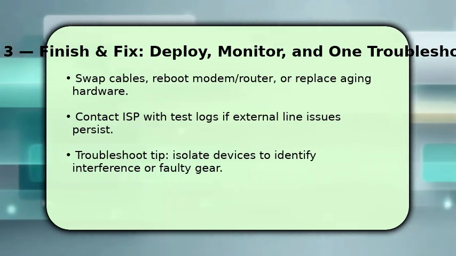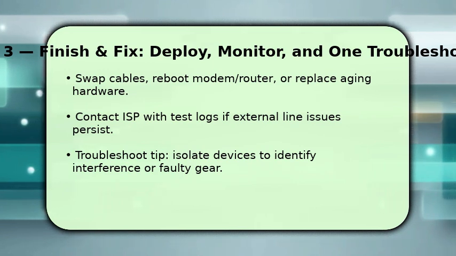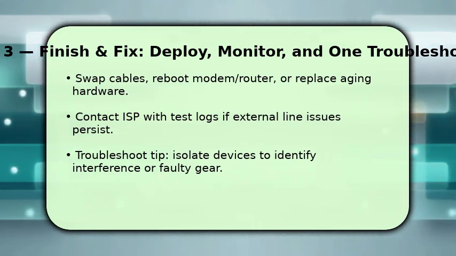Test one device at a time on Ethernet, so you can pinpoint interference or a faulty network adapter. If things go wrong, focus troubleshooting on the simplest component first. Swap the cable, then the device.